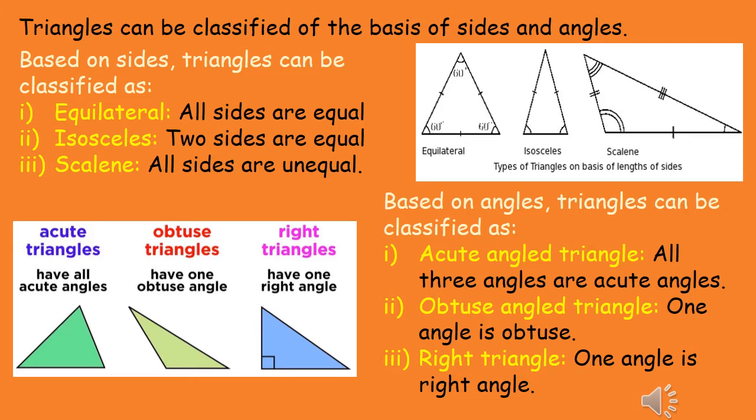So if one is more than 90 degree or one is obtuse, to make the sum of all the three angles 180, the other two angles have to be less than 90 degree. So in obtuse angle triangle, one is obtuse angle and other two are acute angles. The third type of triangle is right angle triangle. We also call it right triangle. Here also one angle is 90 degree or right angle, the other two angles are acute angle for the same reason.